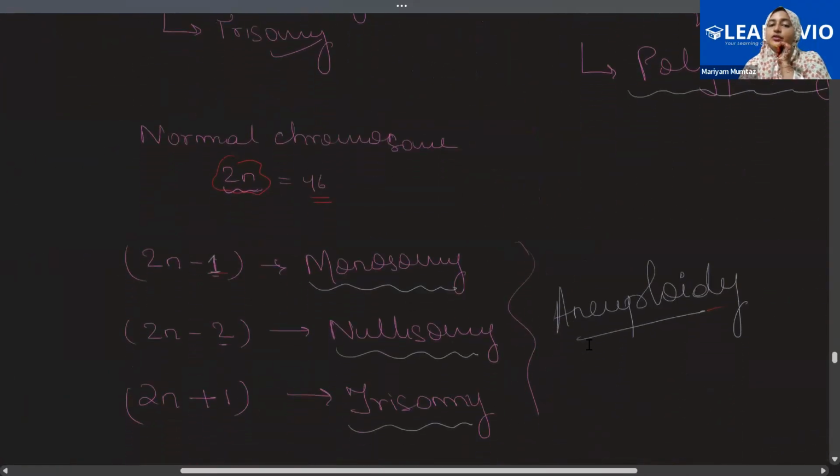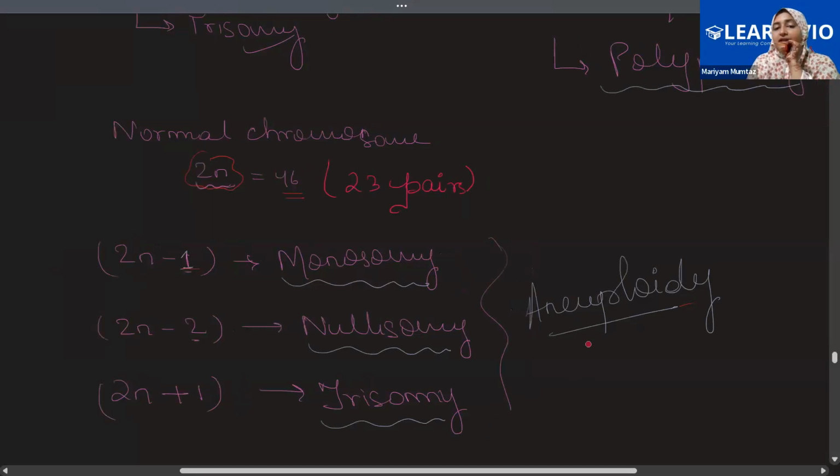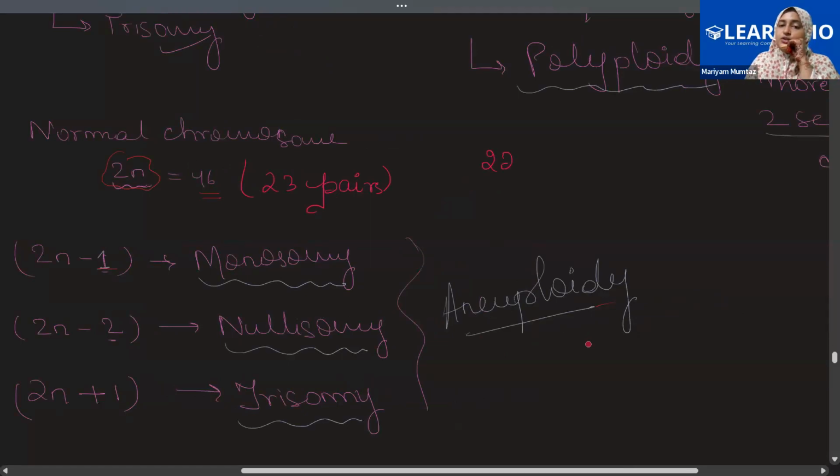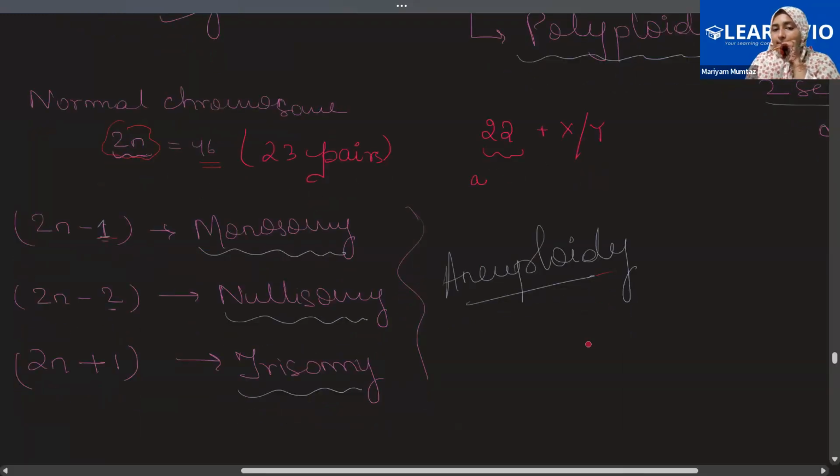Now we know that the normal chromosome number in humans for a diploid cell is 46, that is 23 pairs. Whenever we write about the 23 pairs, we say that 22 of them are autosomes plus X or Y. If it is X, then 22 plus X becomes 23. If it is Y, then 22 plus Y becomes 23. This is how we describe it. The autosomes are the body chromosomes, and these are the sex chromosomes. That is how we differentiate them.